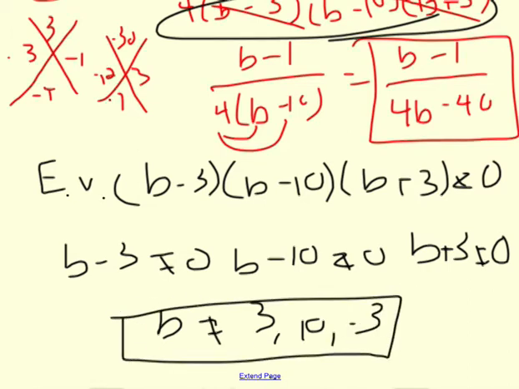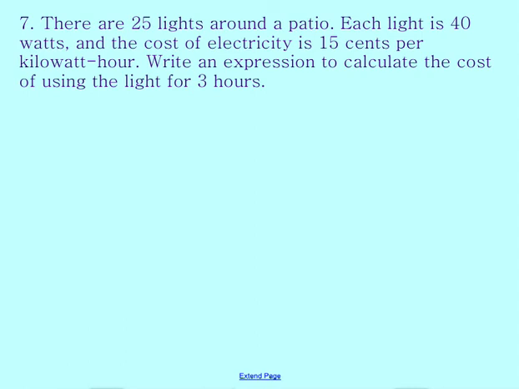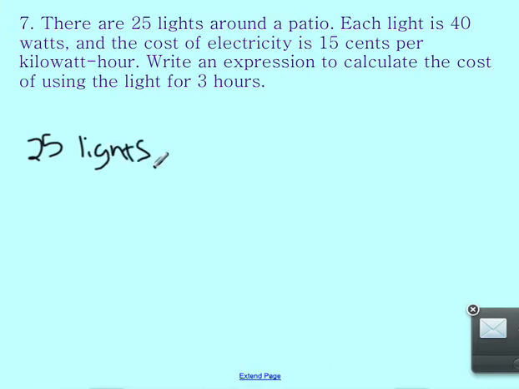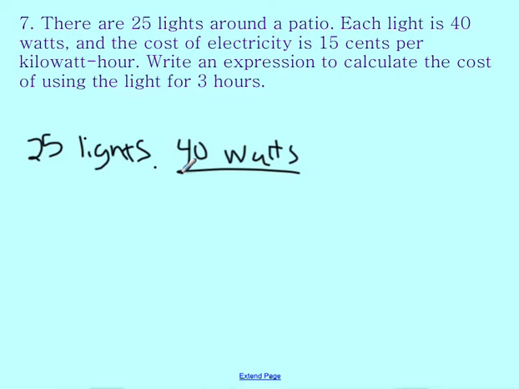Now let's take a look at some word problems. What you're going to learn here is a process called dimensional analysis. Basically it's using rational expressions to change the label to get the answer of what we want. So there are 25 lights around a patio. Each light is 40 watts. So there are 25 lights. Then it says each light is 40 watts. So there is 40 watts for each one bulb.